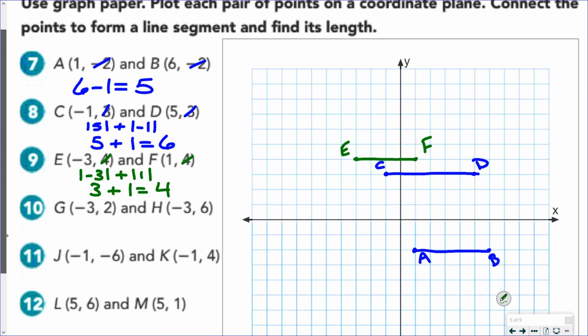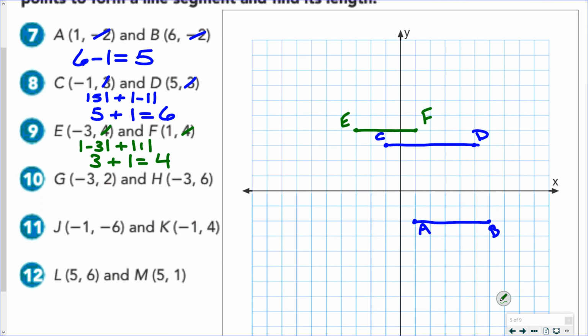G, scroll this up a little bit, is at -3, 2. So there's G. H is at -3, 6. Connect. X coordinates are the same. Y coordinates are the same sign and they're positive, so I can go straight to subtraction. 6 minus 2 is 4.